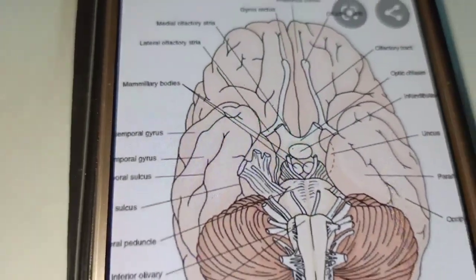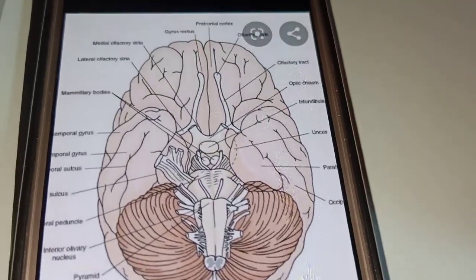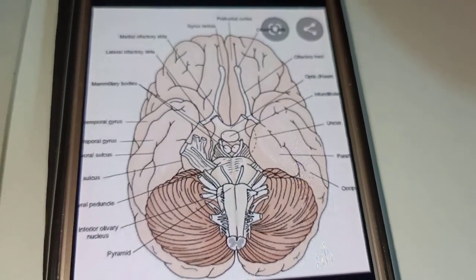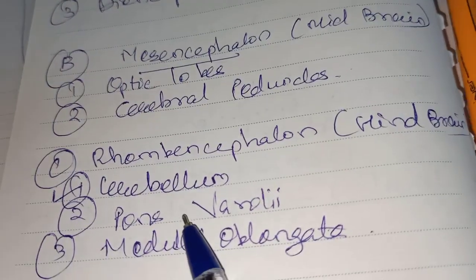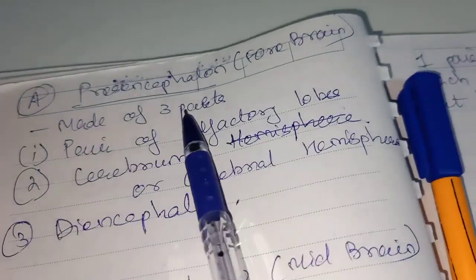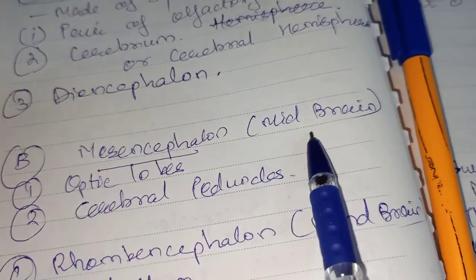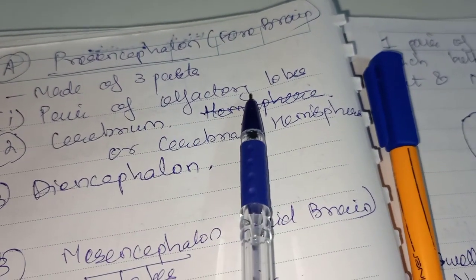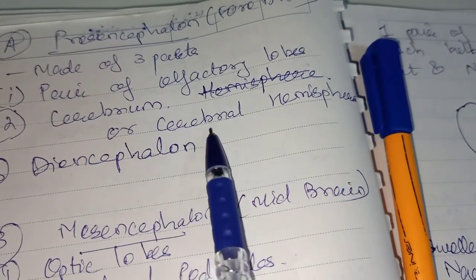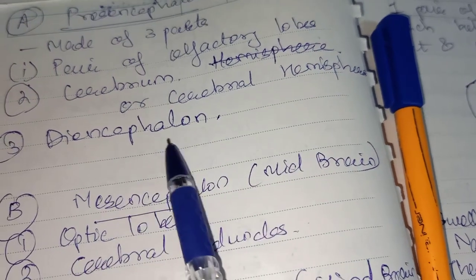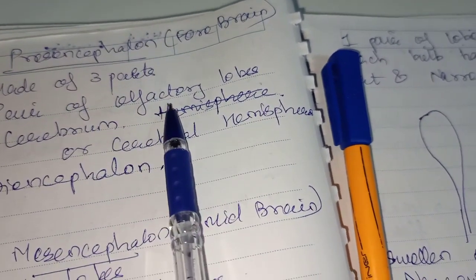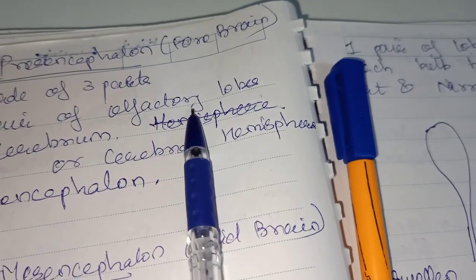So in this video I talked about the parts of the brain, that is prosencephalon, the mesencephalon and the rhombencephalon. The prosencephalon is forebrain, the mesencephalon is midbrain, and rhombencephalon is the hindbrain. Prosencephalon consists of olfactory lobes, cerebrum or cerebral hemispheres, that is telencephalon, and diencephalon, which consists of thalamus, epithalamus and hypothalamus. The olfactory lobes are present on the inferior surface of the brain.